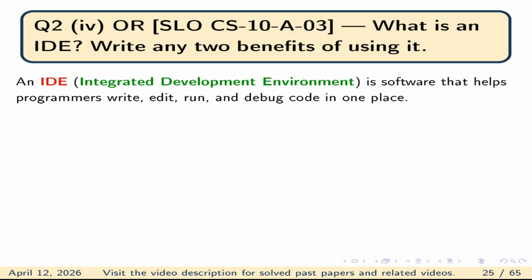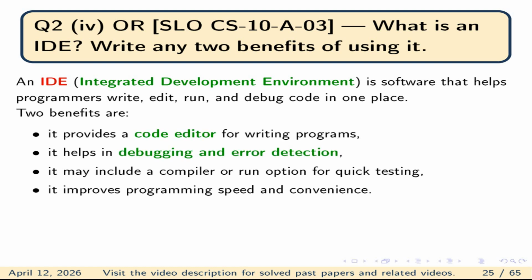Alternate question is, what is an IDE? Write any two benefits of using it. An IDE, that is Integrated Development Environment, is software that helps programmers write, edit, run, and debug code in one place. Two benefits are it provides a code editor for writing a program.